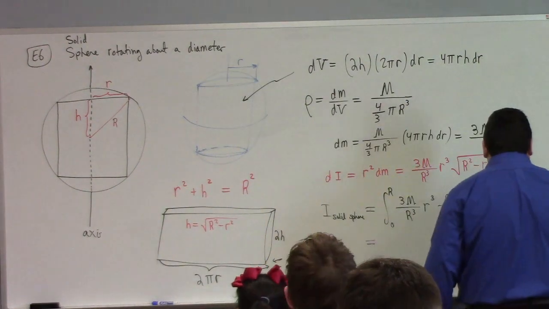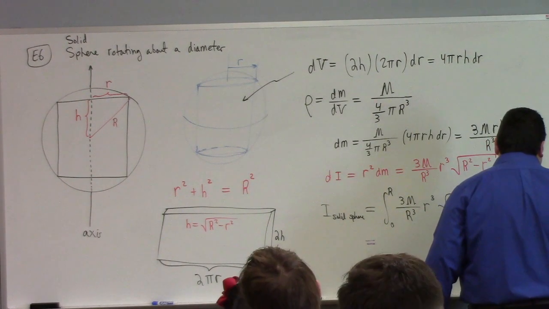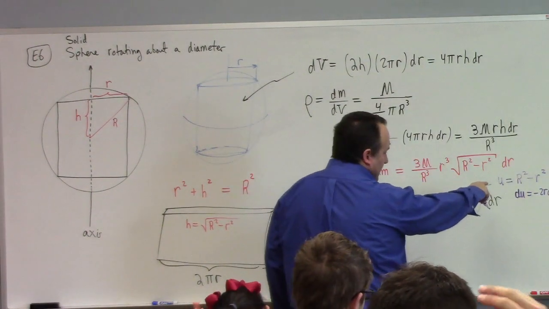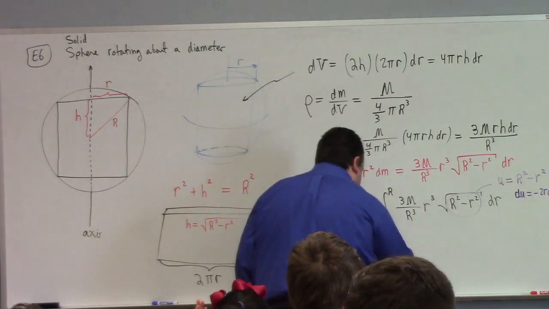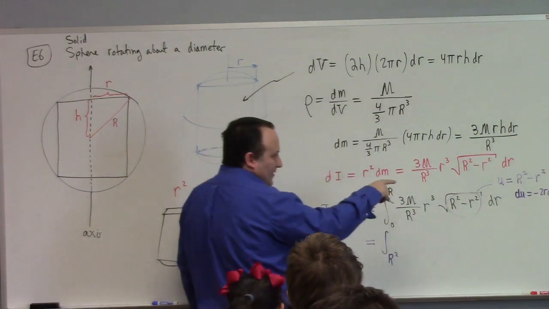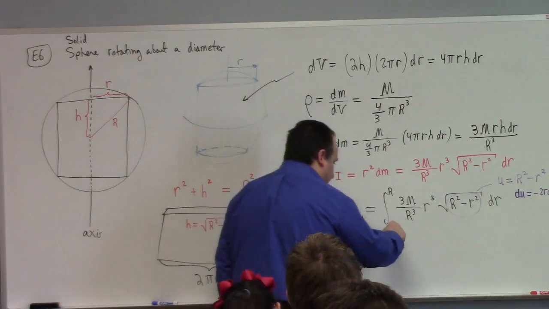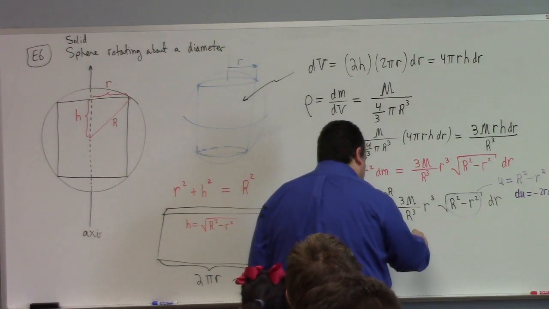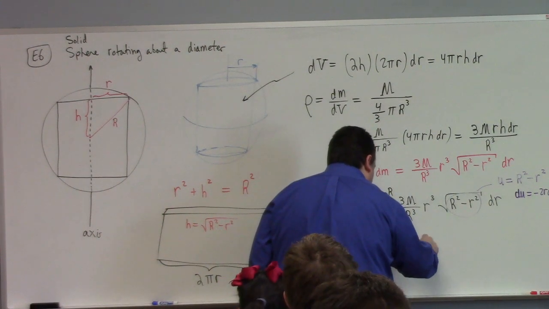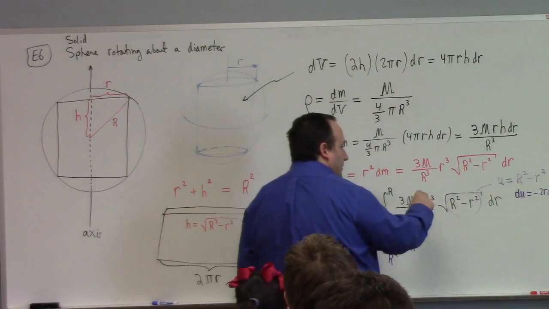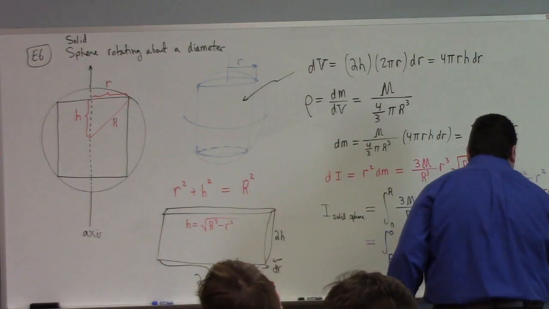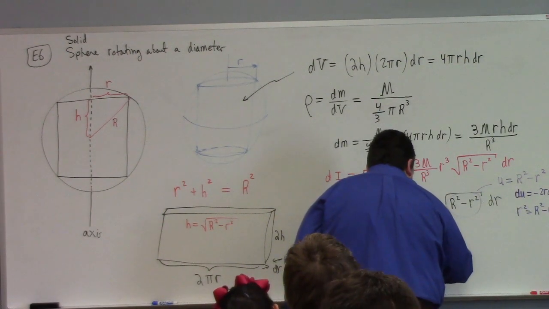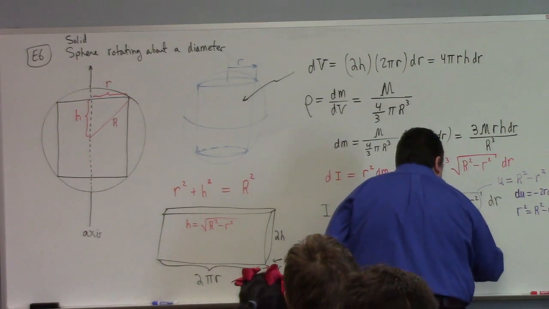So du is minus 2r dr. And when little r is equal to 0, u is equal to big R squared. When little r is equal to big R, u is equal to 0. So it flips the bounds and it changes them a bit. And I've got my 3m over R cubed. Little r squared is what? Little r squared is big R squared minus u. So I have big R squared minus u times the square root of u.